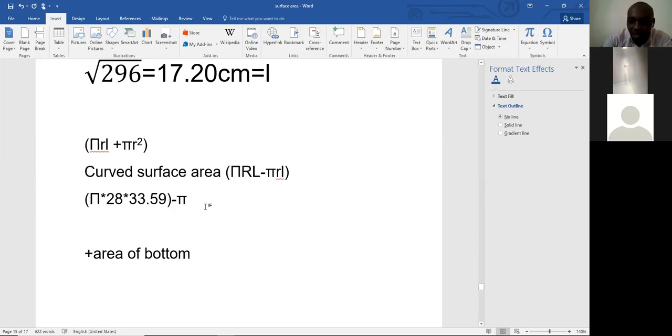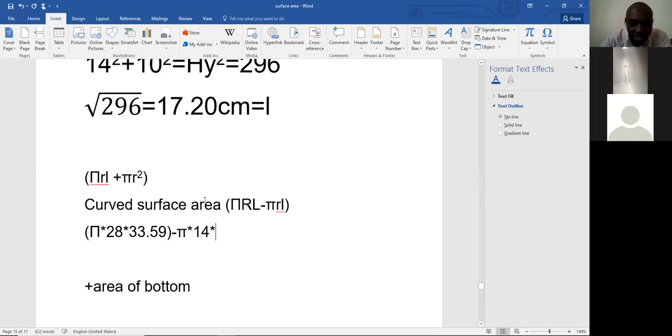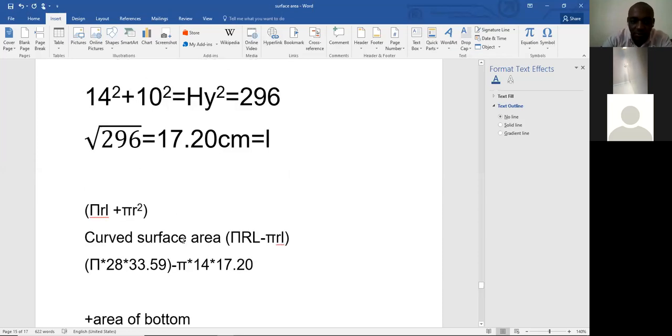Pi multiplied by the radius of the small cone, which I'm going to use as 14 centimeters, and then you multiply by the slant height of the small cone, which is 17.20 centimeters. Again, we close here and we close here. Now, this is only for the curved surface area.